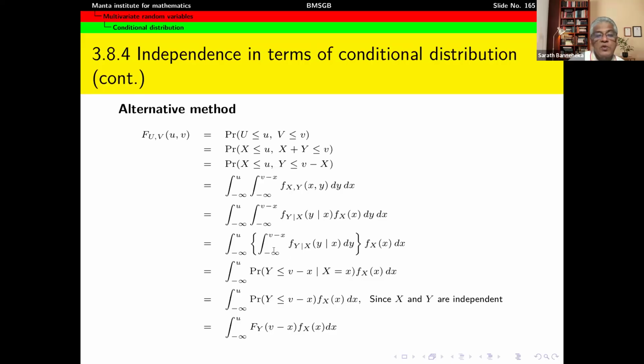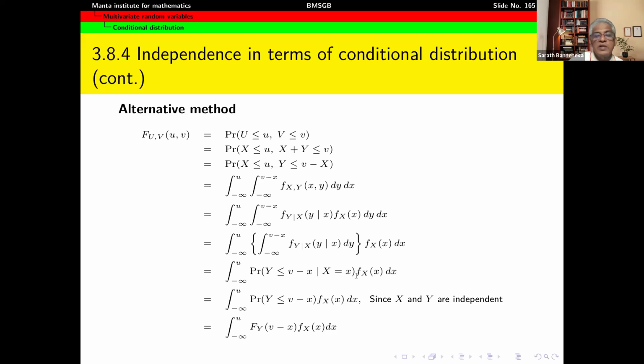So you can see that this is actually the conditional probability that y is less than or equal to v minus x, given x is equal to simple x. In other words, this is actually the conditional CDF of y at v minus x given X equals x. That is another way to write it, but here I have written it as a probability, and then you have this.